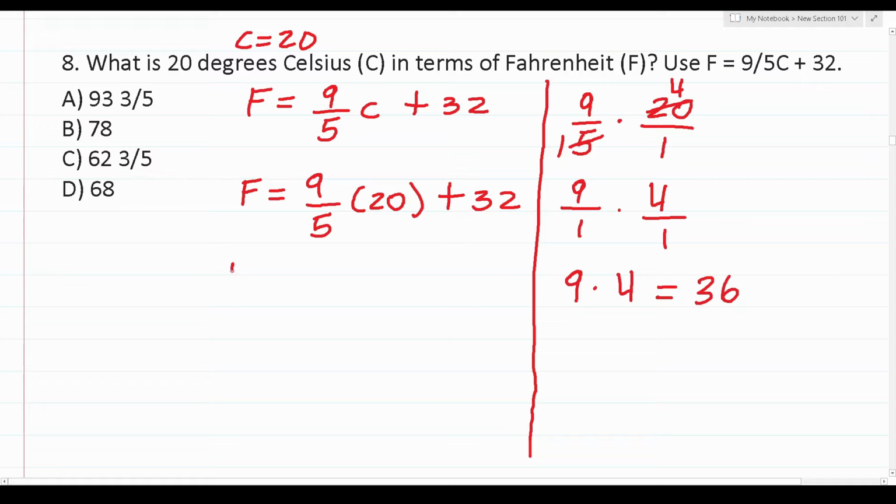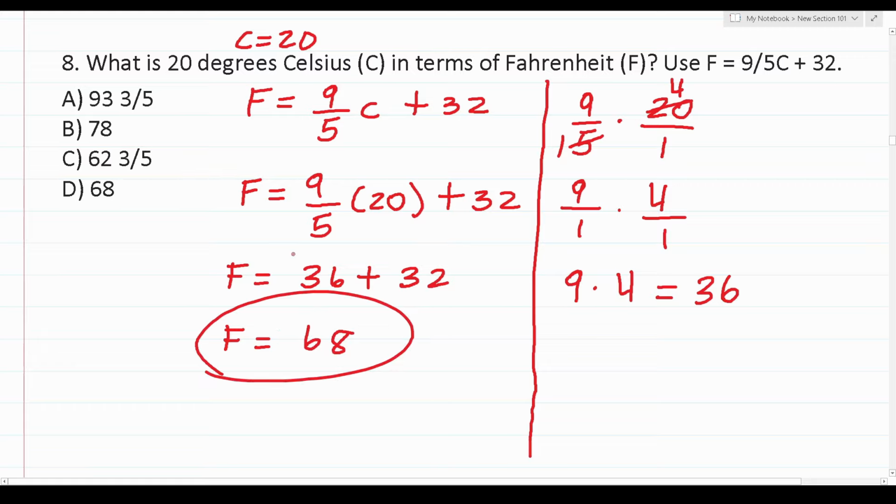Okay, so this becomes F equals 36 plus 32. And you should be able to do that in your head. 6 plus 2 is 8. 3 plus 3 is 6. So in this case, 20 degrees Celsius is 68 degrees Fahrenheit. And that's answer choice D. All right, so that's that one.